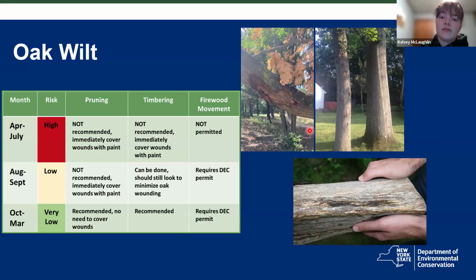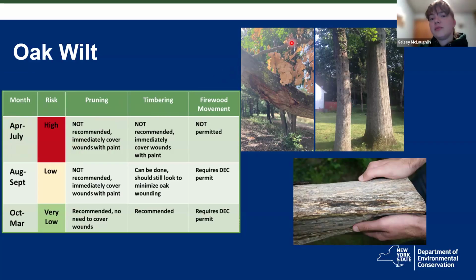And so if a tree is wounded during the high risk time, from April to July, when those beetles are flying and the fungus is sporulating, we don't recommend pruning. And if trees do get wounded, wounds happen, just try to immediately cover them with paint.